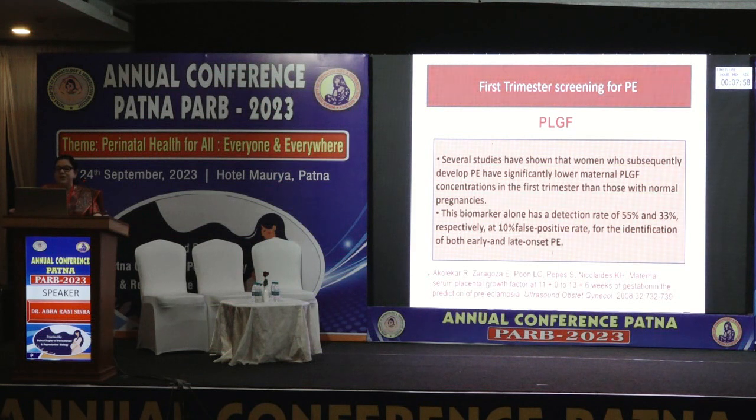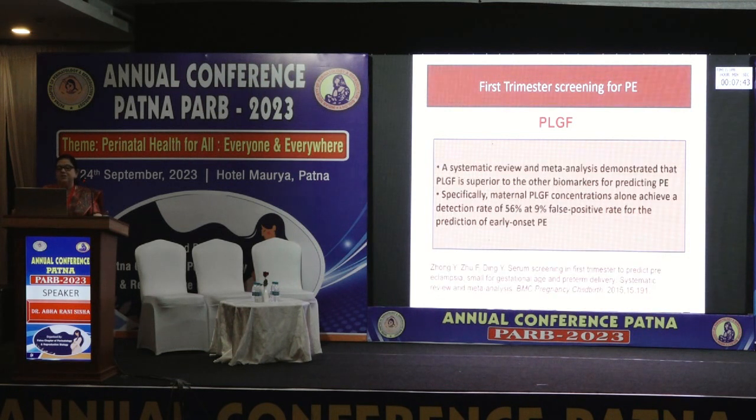Now placental growth factor: those women who are destined to develop preeclampsia have lower levels of placental growth factor concentrations, and it has a detection rate of 55% and 33% respectively at a 10% false positive rate.